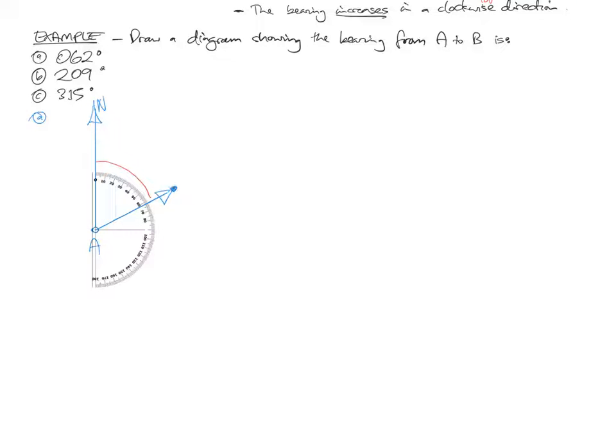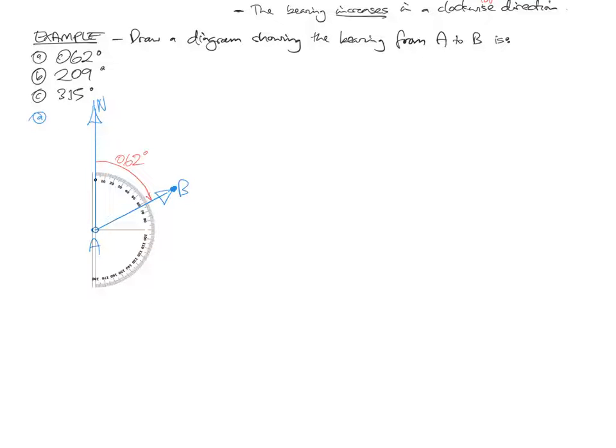So that is the direction B would be in. That is 062 degrees from true north. So that would be a diagram showing the bearing from A to B is 062 degrees. So let's try the next one.